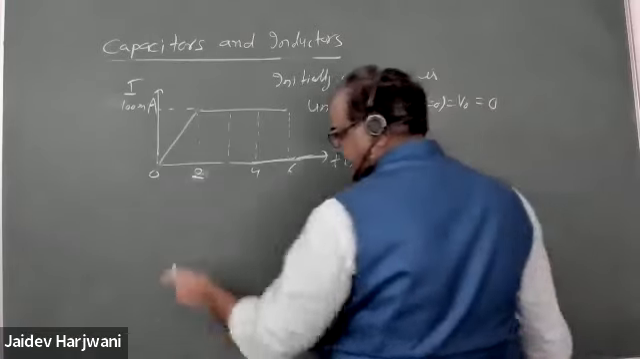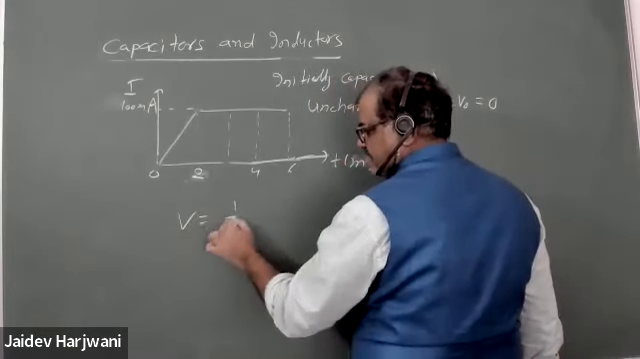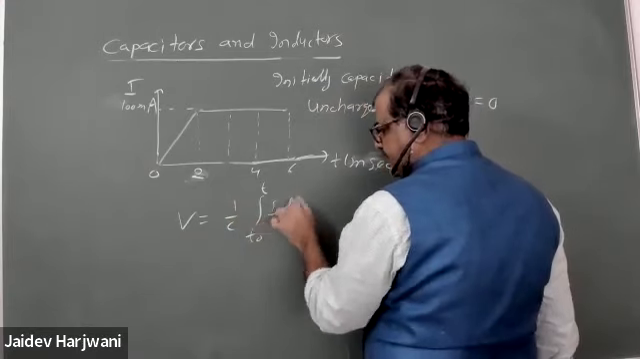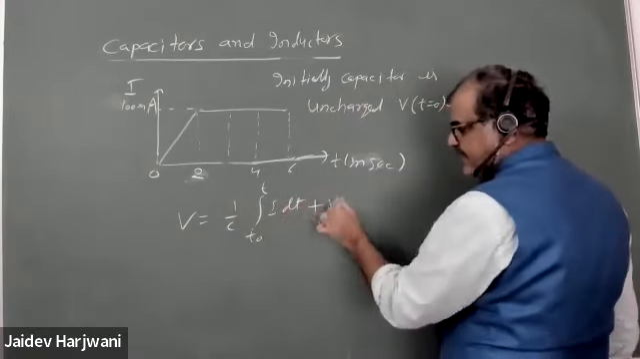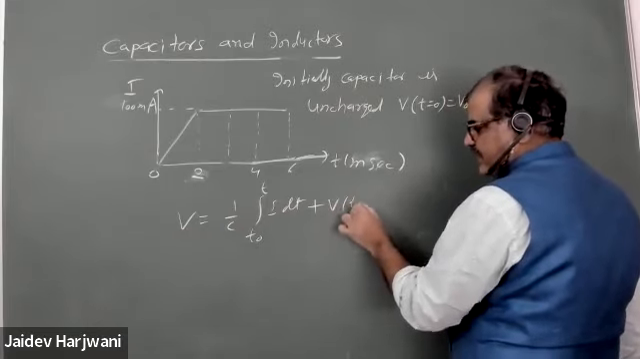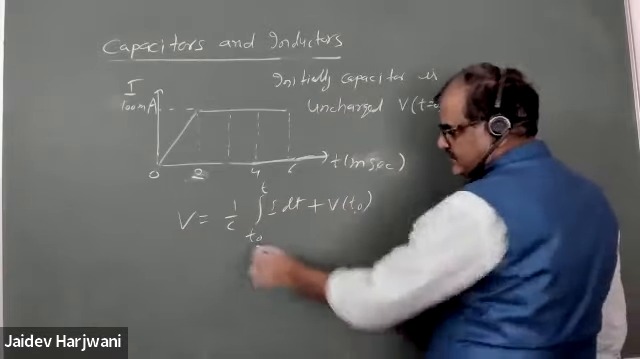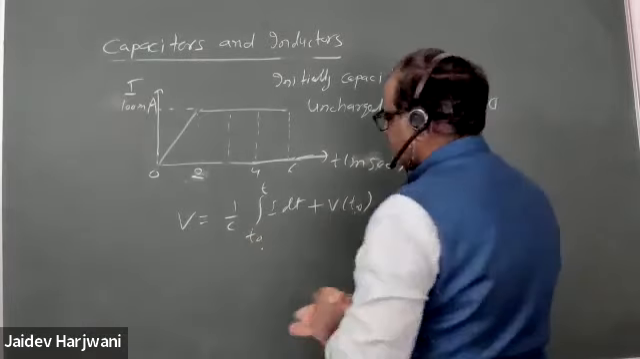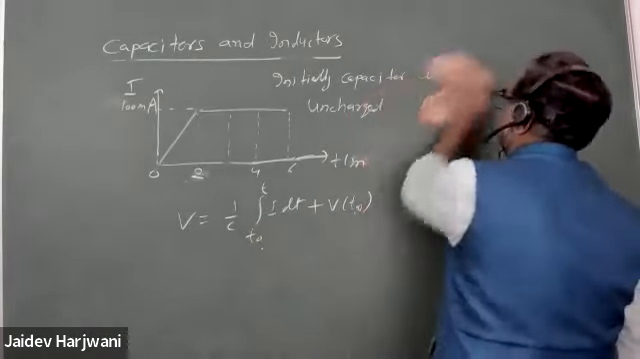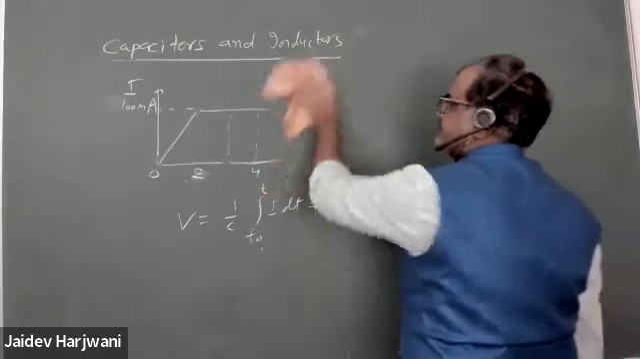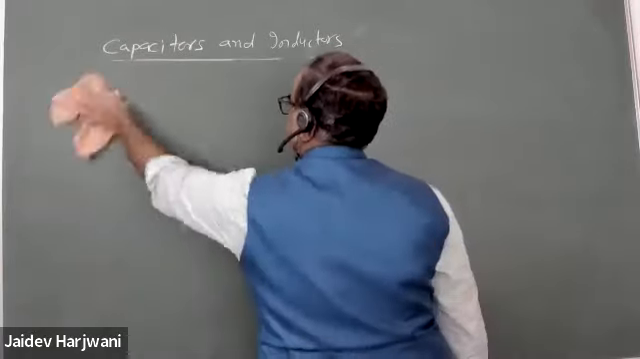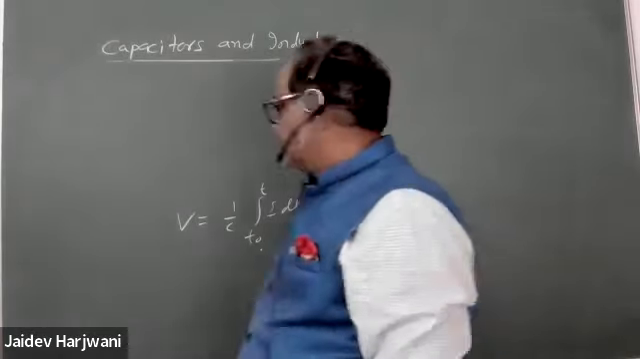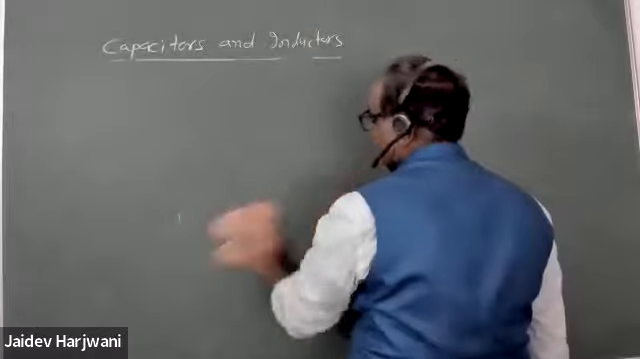Whenever you apply the equation, you have to see that 1 by C, integral from 0 to t of I dt. Then at this time, what voltage is present here? If it is zero, you put zero here. If there is an initial time, you put that initial time here. So this was the use of this equation.